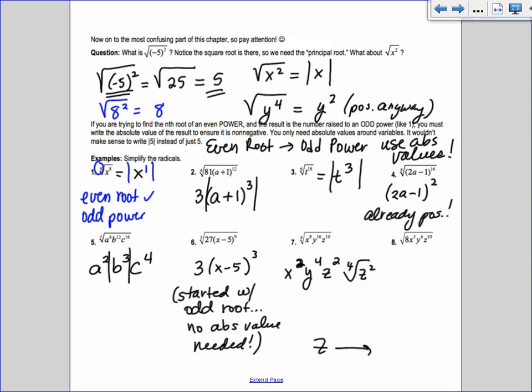Z squared. So if I had 10 z's lined up and I wanted to find the groups of 4, there would be 2 groups of 4. That would be 8 of them. Then there'd be 2 left over, so the 2 stay inside.